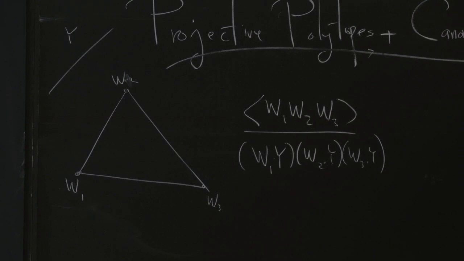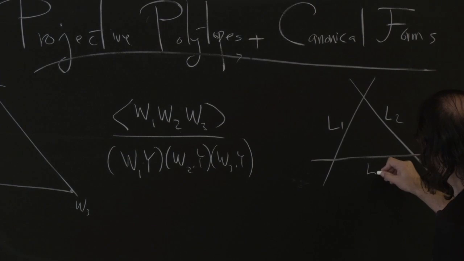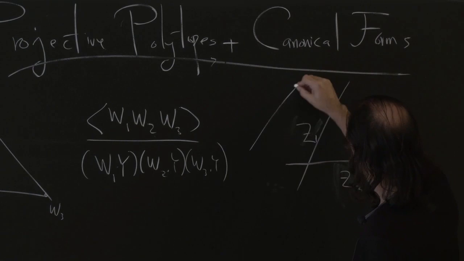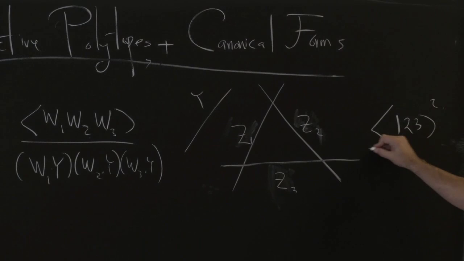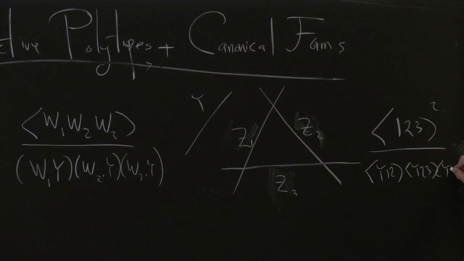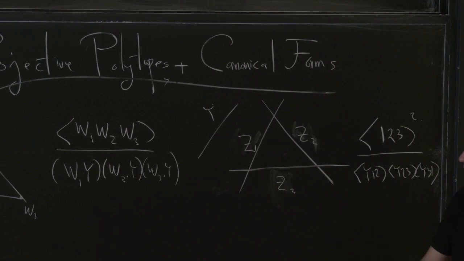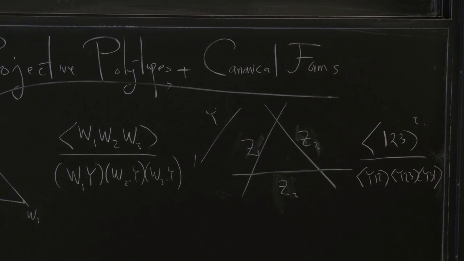We also gave a formula if you give me the lines L1, L2, and L3, which I called Z1, Z2, and Z3 last time. And again, some Y, then the formula for the area was <1 2 3> squared over Y1, 2, Y2, 3, Y3, 1. No, this Y is still a line. So these are two different formulas for the area of a triangle, where I've given you the data of the vertices or the data of the edges.